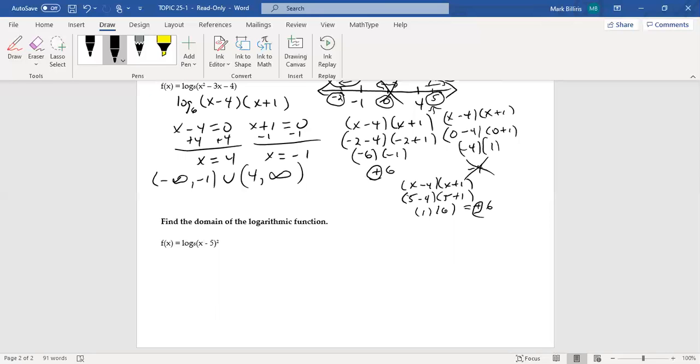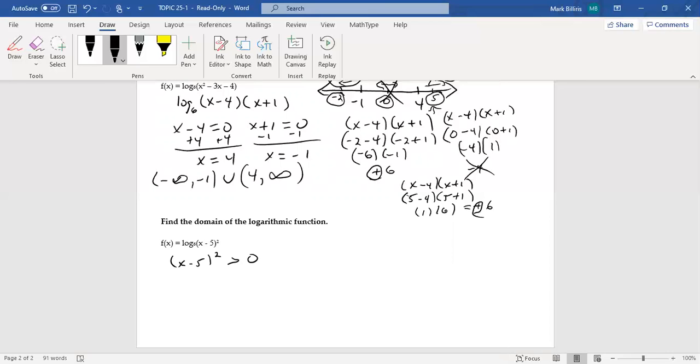My last example. Remember that my argument has to be positive. So here I have x minus 5 squared has to be greater than 0. Keep in mind, when I'm squaring a number, if I square a positive, I get a number that's greater than 0. If I square a negative, I still get an answer greater than 0.